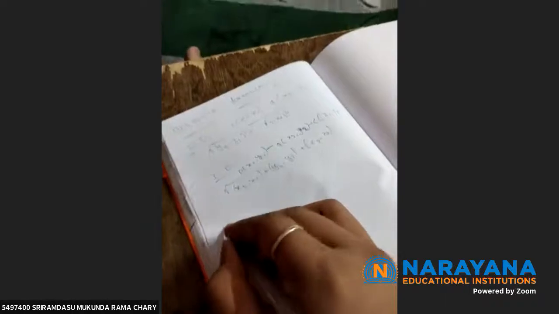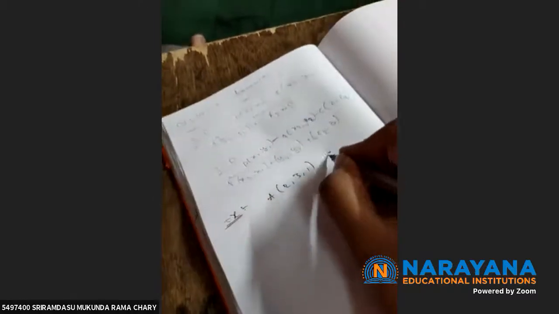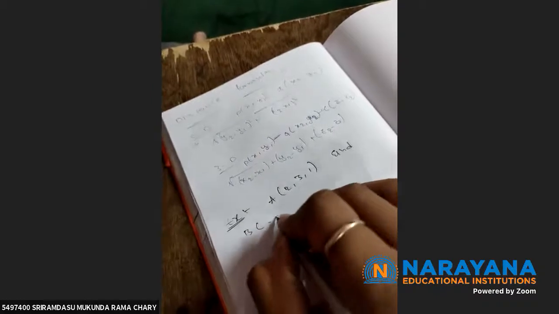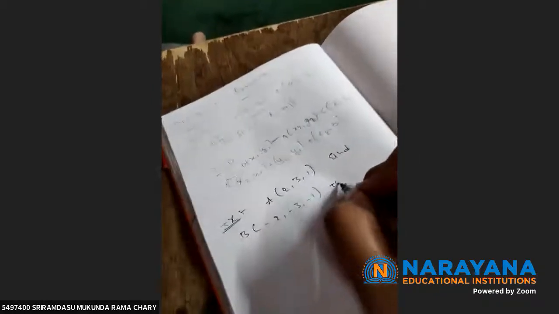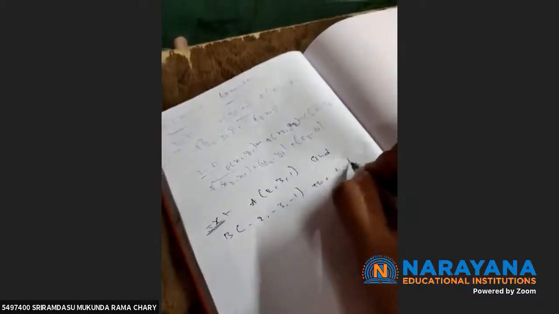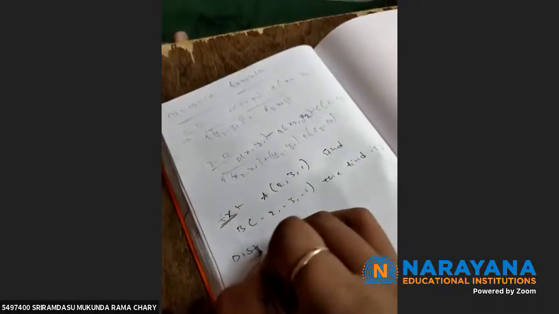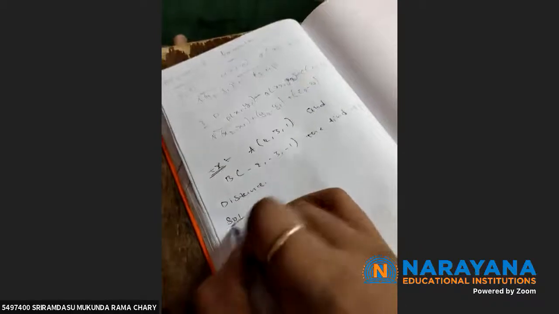Now we see some application. For example, A of point 2 comma 3 comma 1 and B of point minus 2 comma minus 3 comma minus 1. Then find the distance. How can we find the solution?